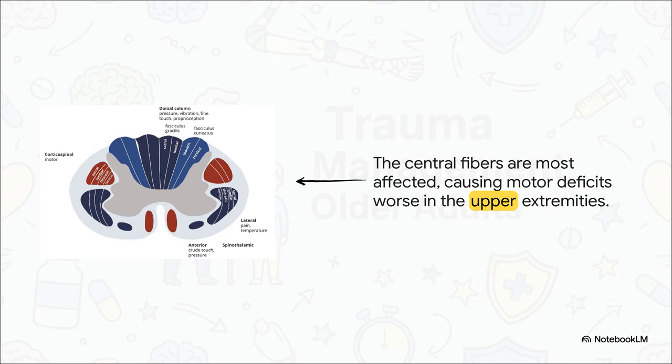This diagram shows you exactly why the symptoms are so specific. See how the nerve fibers for the arms and hands are located right in the center of the spinal cord? That's the part that gets injured. So you get this classic clinical picture. The patient can often walk, but they have significant weakness or even paralysis in their arms and hands. The little phrase to help you remember is, they can dance, but they can't play the piano.